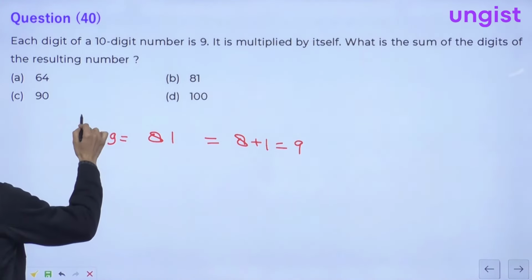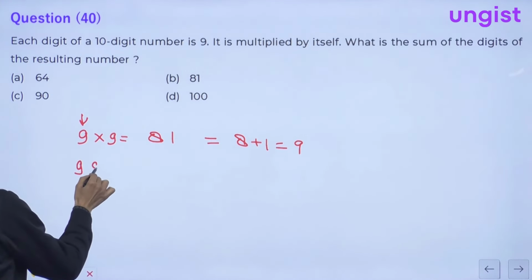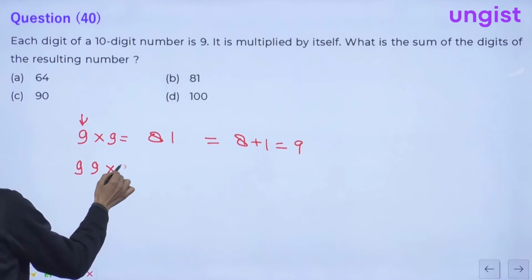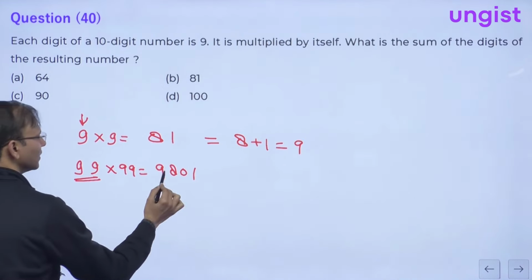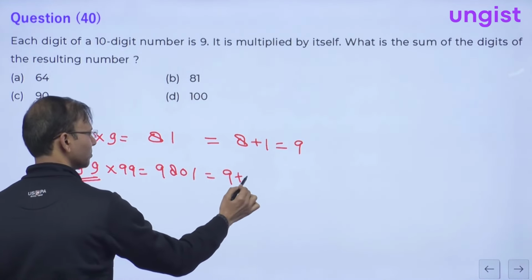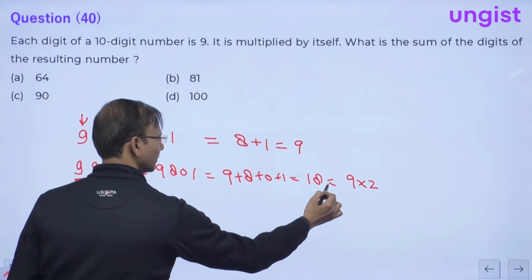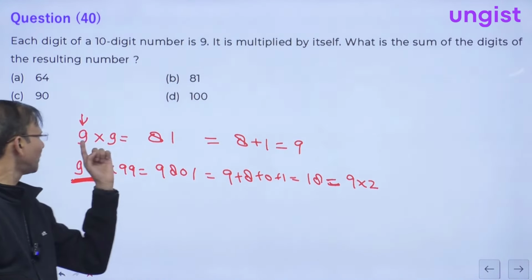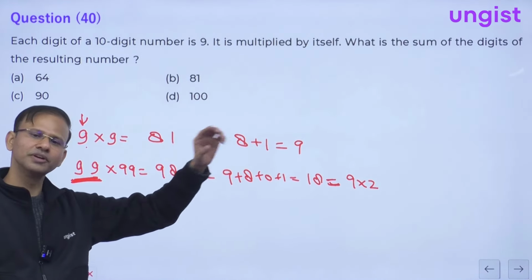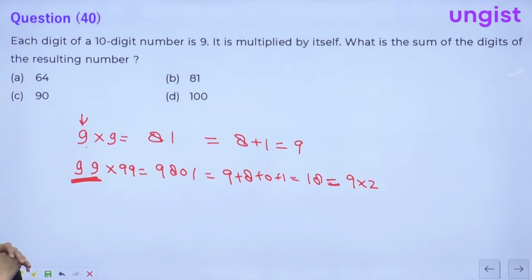If it has one digit, then the sum is 9. Now if it has two digits, 99 into 99 is 9801. The sum of digits is 9 plus 8 plus 0 plus 1, which is 18, which is 9 into 2. So if it is one digit, the sum is 9 into 1. If they are 10 digits, then the sum will be 9 into 10, that is 90.